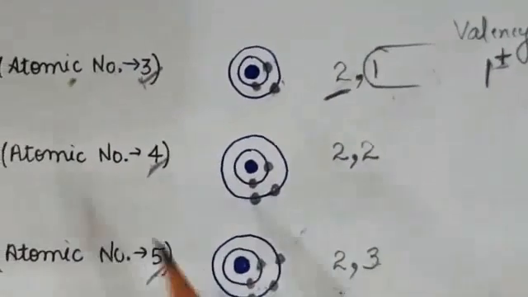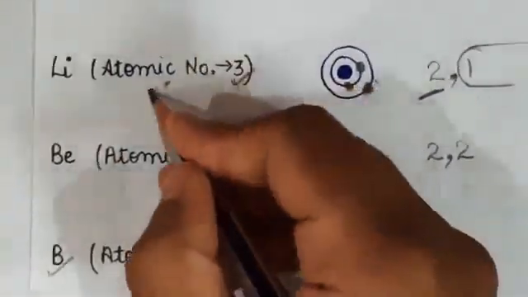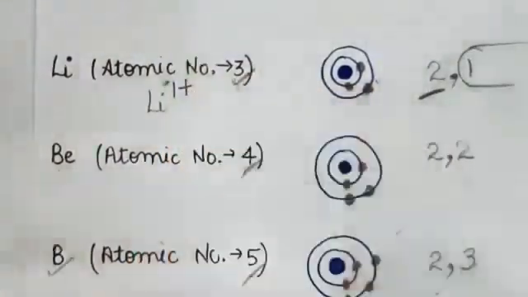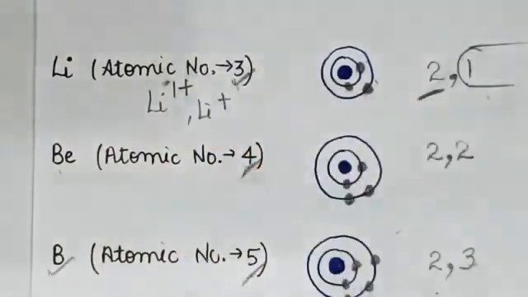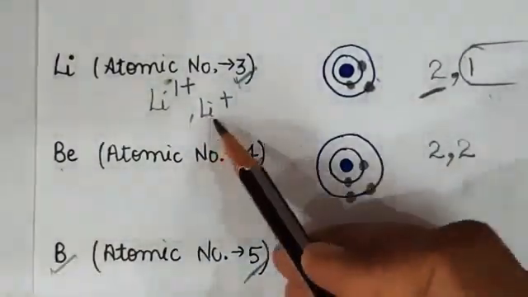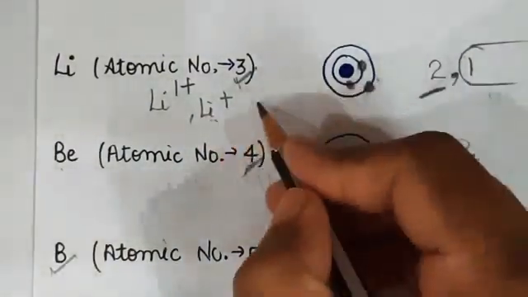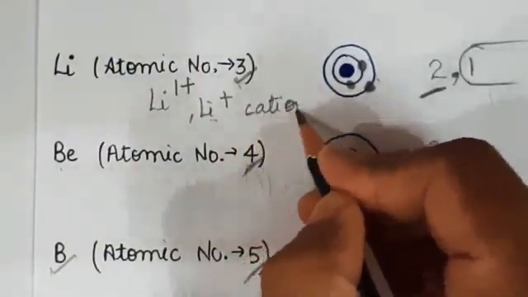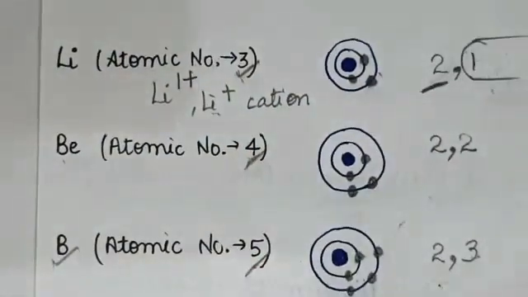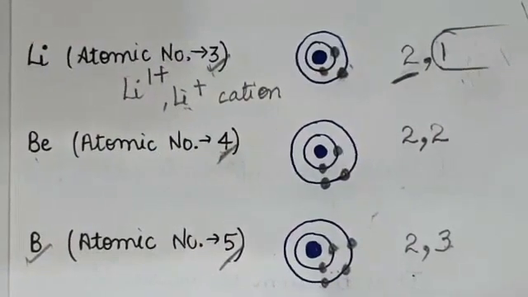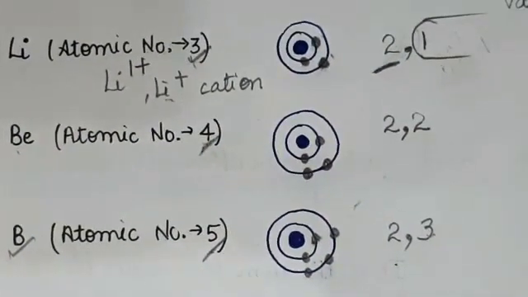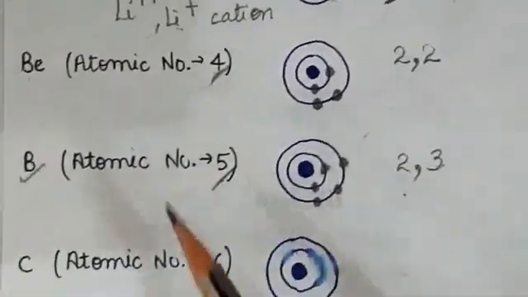Okay. So lithium is written as Li1 positive, or we can say Li positive. So is it a cation or an anion? It is a cation. Positively charged species. You learnt in the previous chapter, na? Cations are positively charged, anions are negatively charged. Let us take another example.